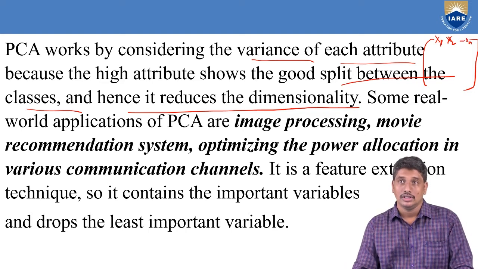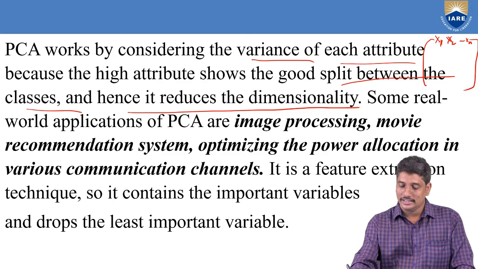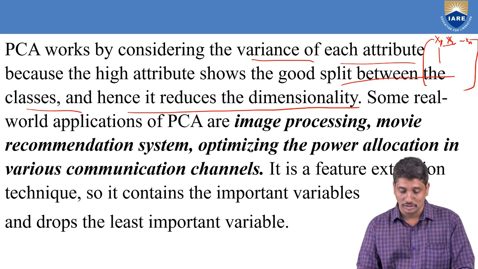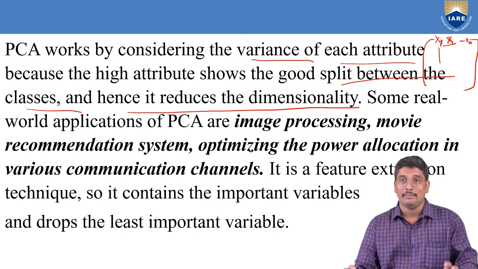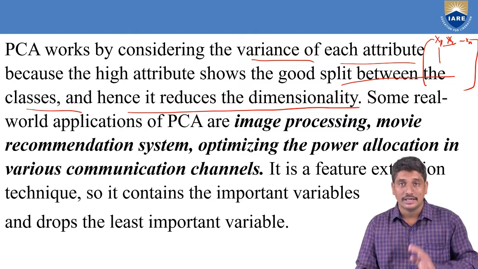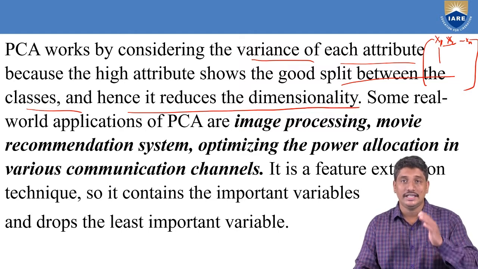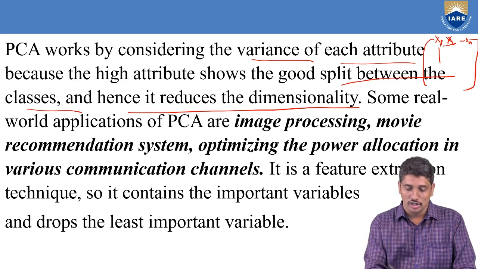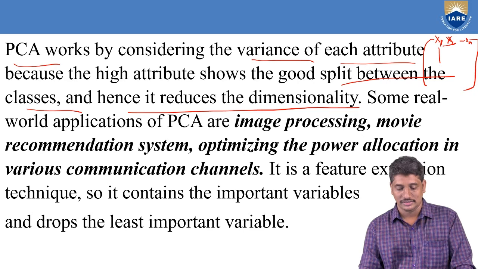Then we calculate the variance of each column vector, as well as the covariances among those column vectors, and with that we form a matrix. With the help of that matrix, we try to reduce the high dimensional attributes into low dimensional attributes. That is called PCA, principal component analysis.